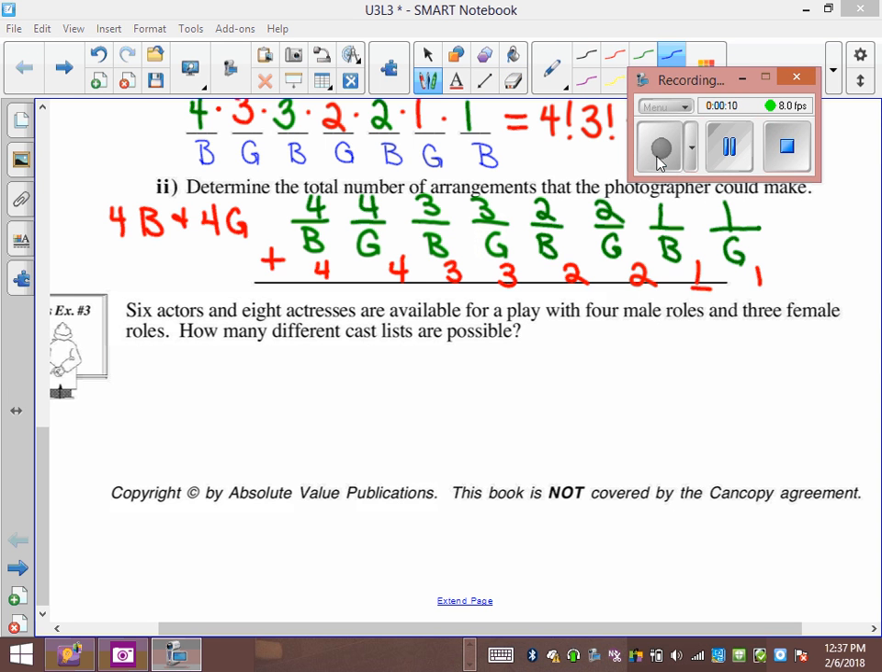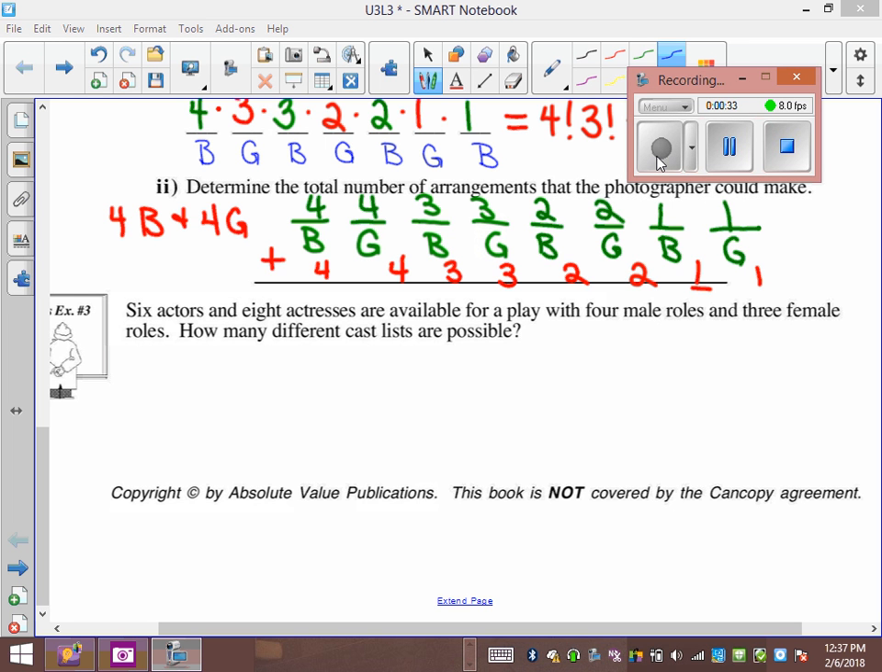So we have 6 actors and 8 actresses available for a play with 4 male roles and 3 female roles. Now, I told you that if it doesn't matter whether you're picked first, second, or third, then it's a combination. But if the order in which you're picked matters, then it's a permutation because order would matter.